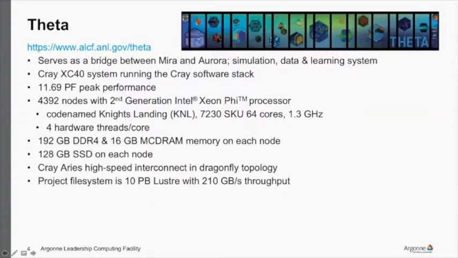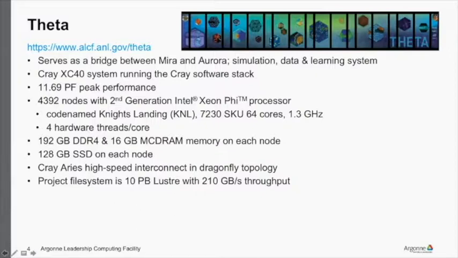It's a Cray XC40 system running the Cray software stack, 11.7 petaflops peak performance, 4,392 nodes of the second generation Intel Xeon Phi. This is codenamed the Knights Landing. The core is running at around 1.3 gigahertz. It depends if you're running heavy with AVX 512 instructions or scalar code for the dynamic frequency. And each core has 4 hardware threads.